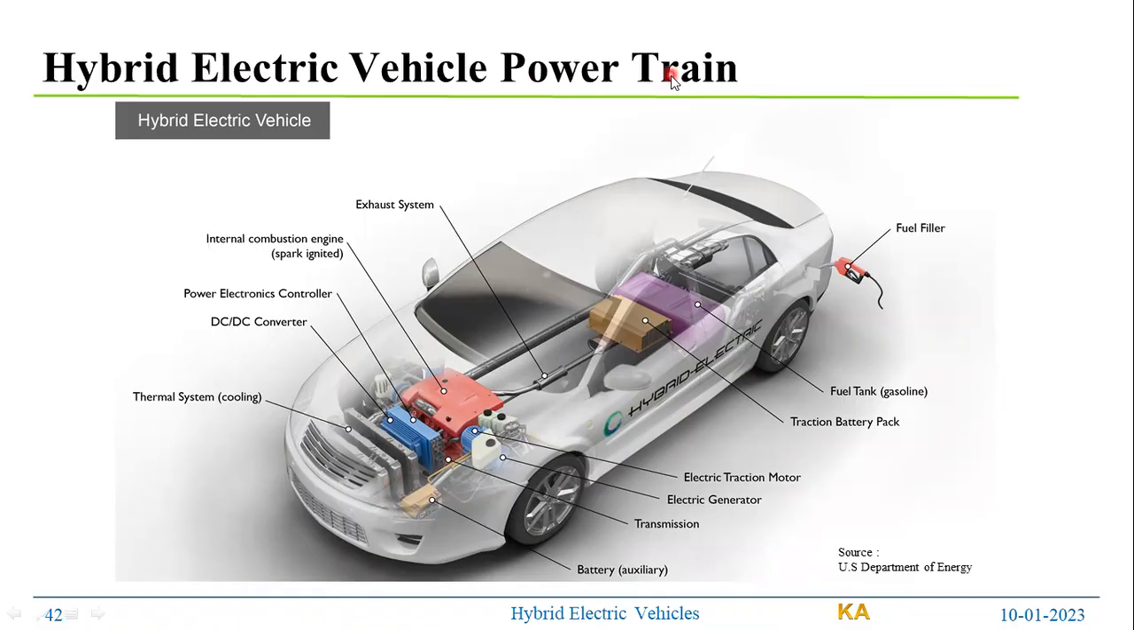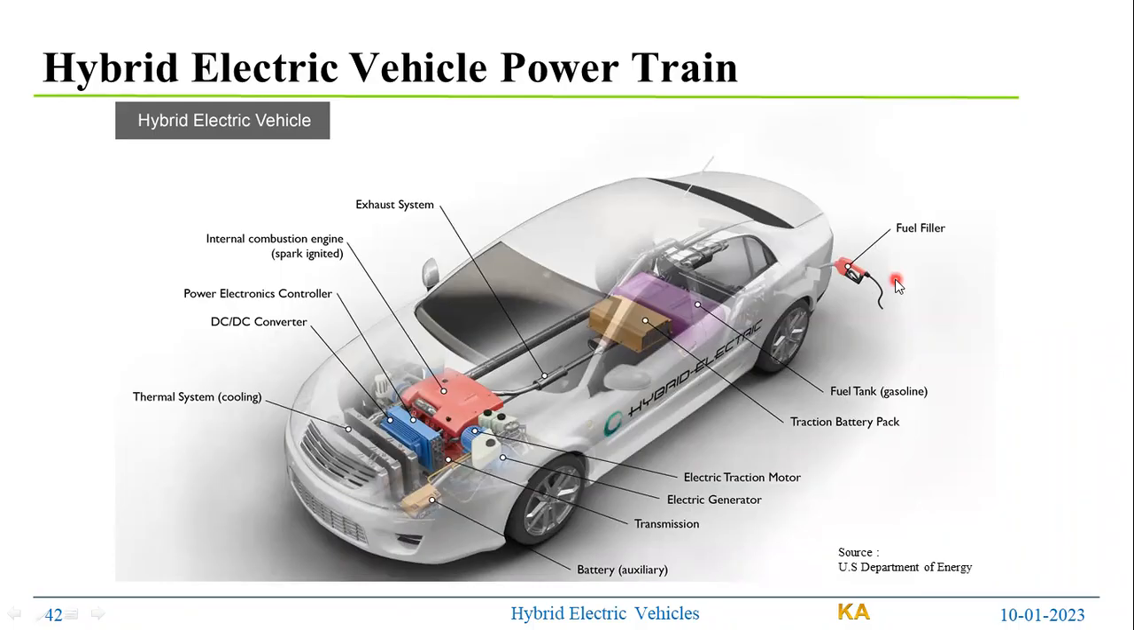In the powertrain, what are the regular components in the conventional engine? In a conventional engine, you will have an internal combustion engine, an exhaust system, thermal cooling, a battery auxiliary, transmission, a fuel tank, and a fuel filler. These are part of your conventional powertrain, or conventional IC engine based vehicle.